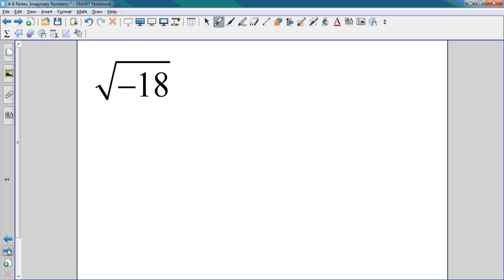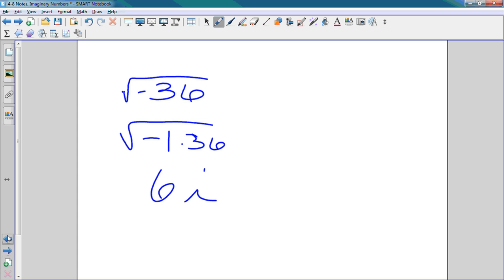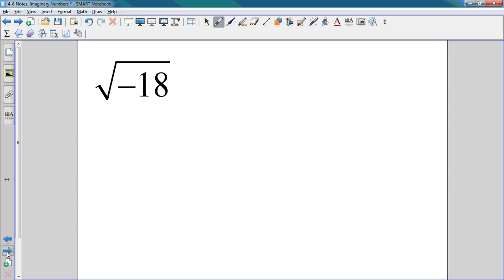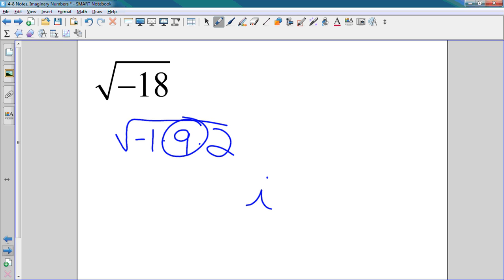Now, what about this one? We have negative 1 times 9 times 2, correct? Negative 1 is the negative sign. 9 times 2 is 18. Do I have a perfect square? Do I have an i? Yes. So 9 is a perfect square, so I have 3 square root of 2 i.